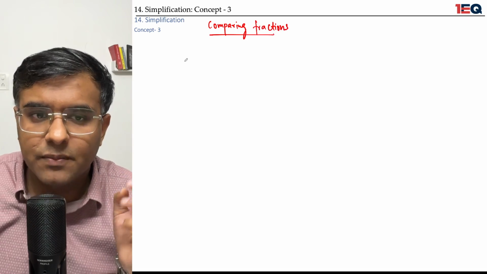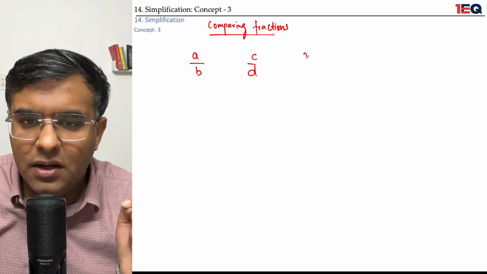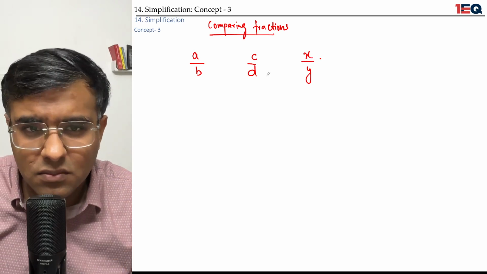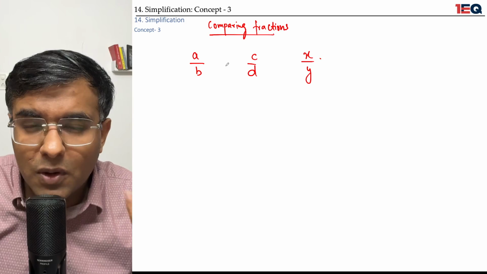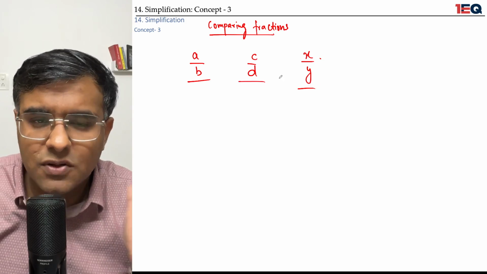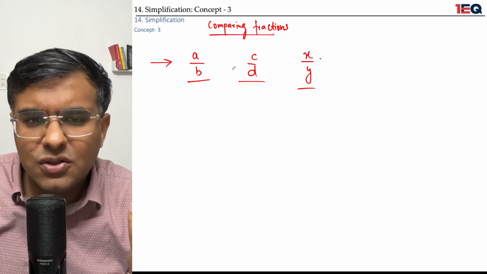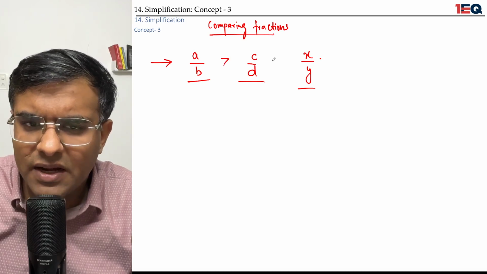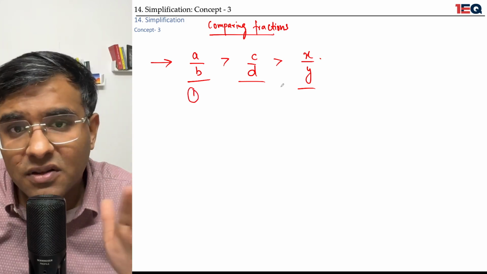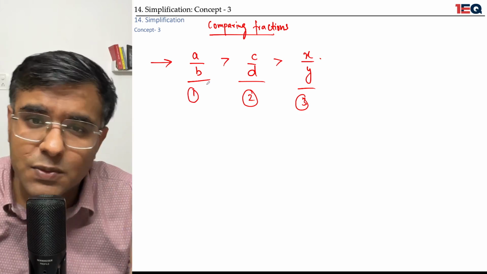What happens when we compare fractions? Let's assume that there are three fractions a by b, c by d, and x upon y. What comparisons can we draw from the entire equation? So this is not an equation because there's no equal sign, but what comparison can we draw between three independent fractions? These are just independent fractions. So let's assume that a by b is greater than c by d and c by d is greater than x by y. So how can I draw this conclusion that the first one is the biggest of the three, the third one is the smallest of the three, and the second one lies somewhere in the middle?